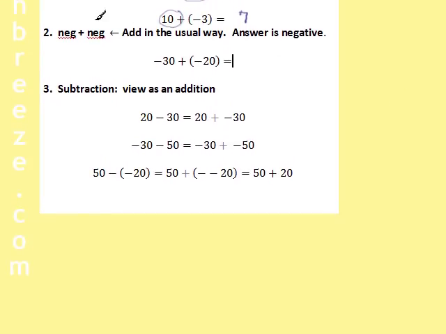And now when we add a negative and a negative, we add in the usual way, and the answer is negative. So for example, if we have a negative 30 and a negative 20, we add in the usual way, and we get negative 50.